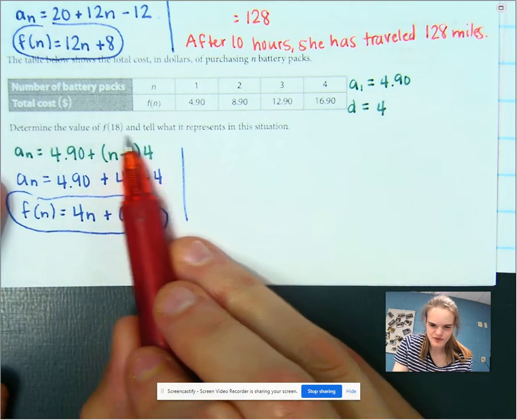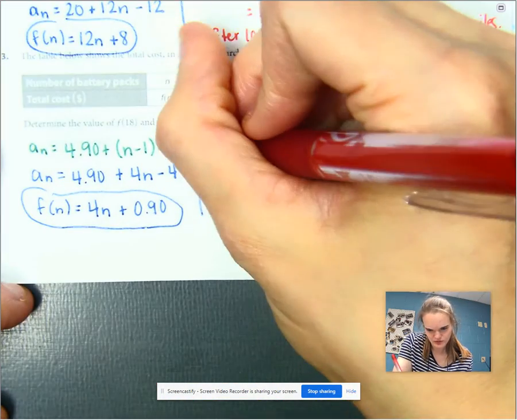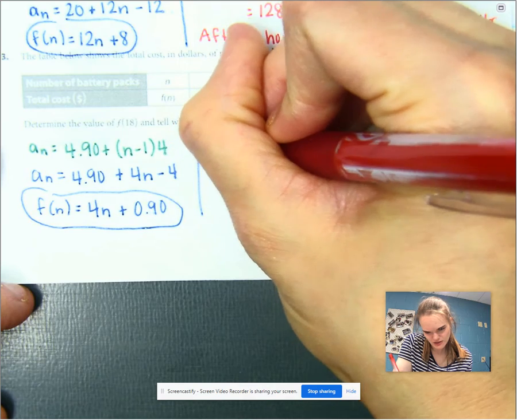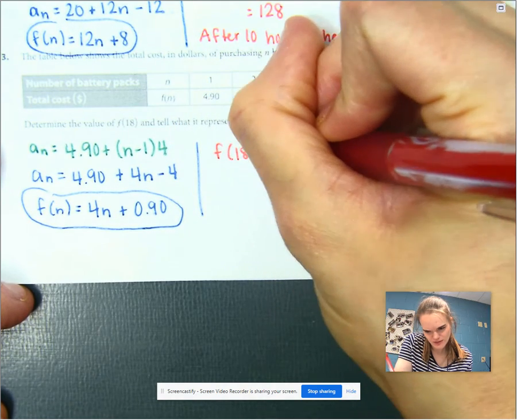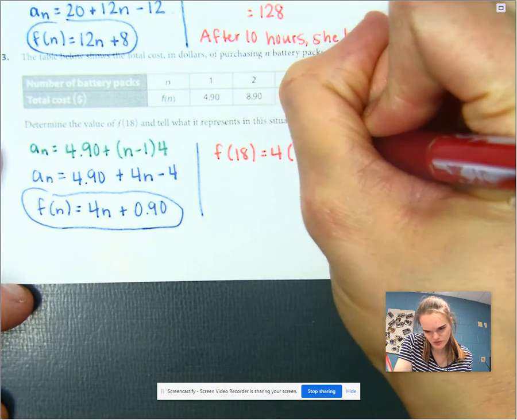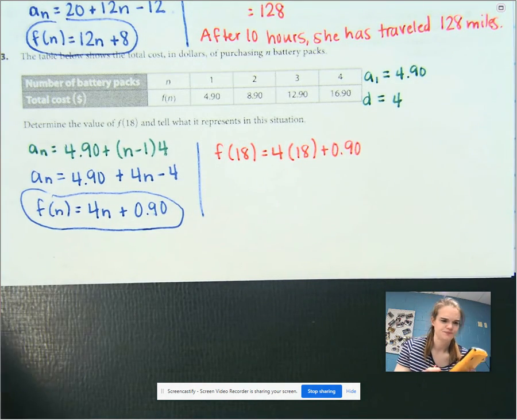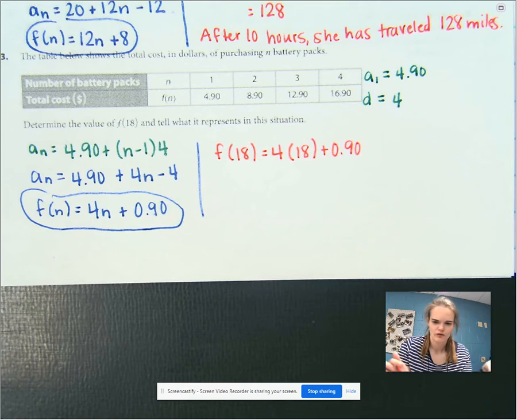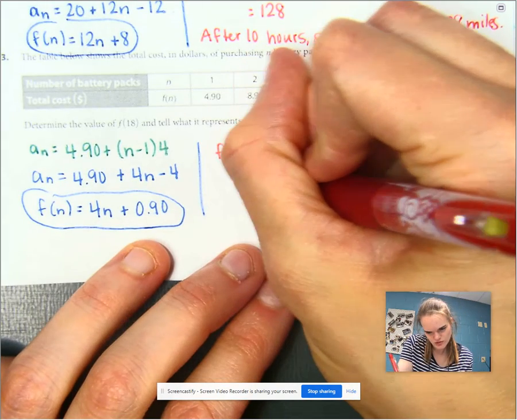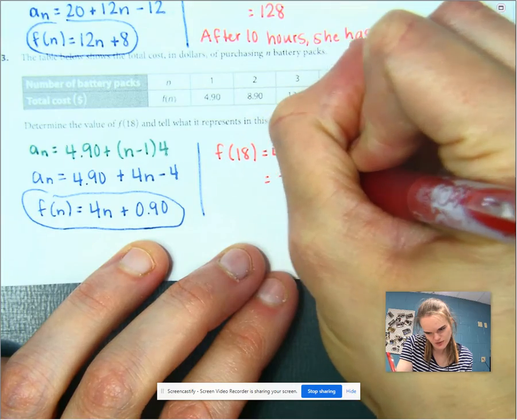Determine the value of f of 18 and tell what it represents. F of 18 equals 4 times 18 plus 90 cents. It is cents, it's money, I know. 4 times 18 plus 0.9. I accidentally put a negative. Is 72.90. And we got to find out what that is.